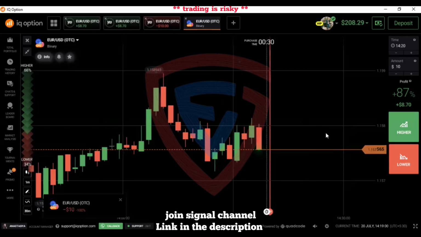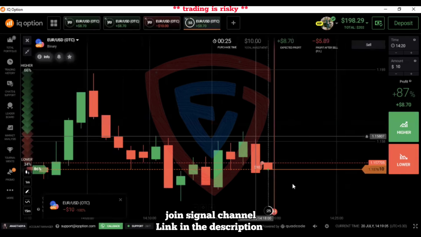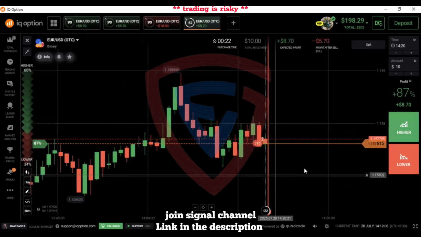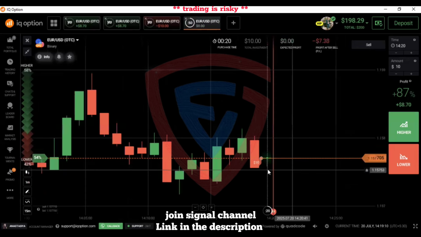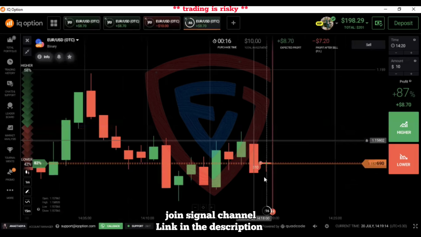Okay, I'm going to place a lower option trade. So I placed a lower option trade because I'm seeing a strong seller's entry. Instead of going up, it started to go down only. So we should not place here a higher option trade because of this strong engulfing pattern without lower rejection.